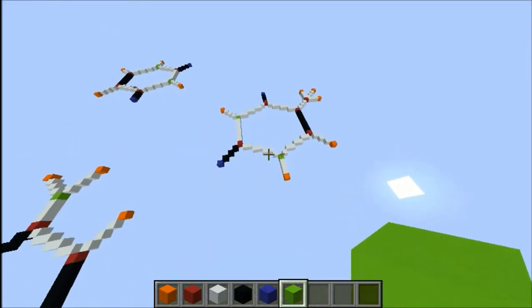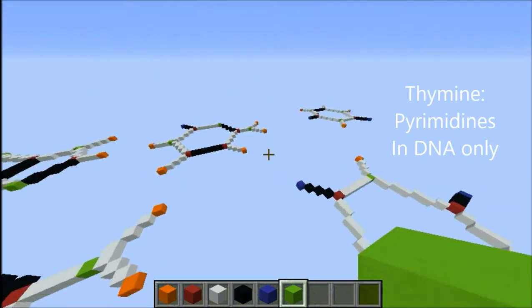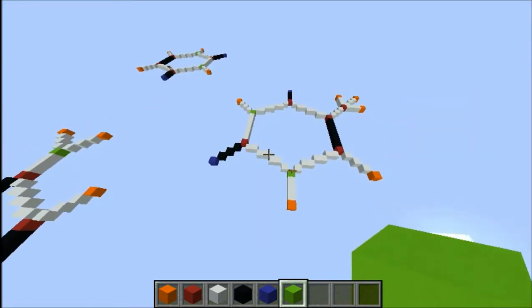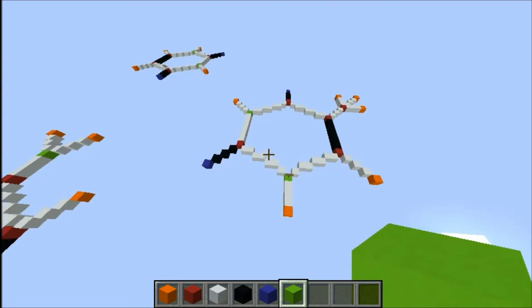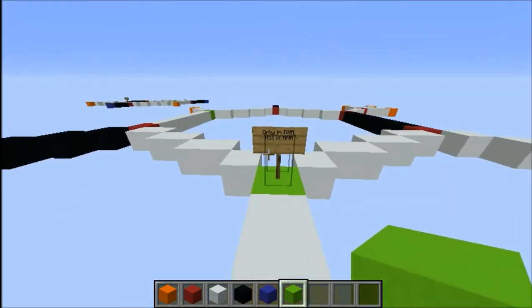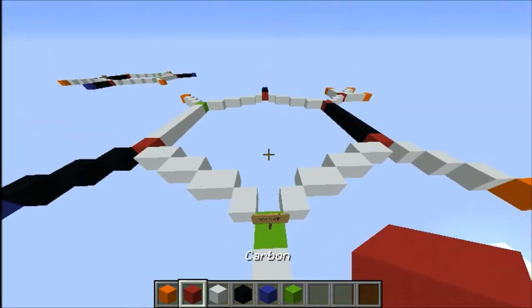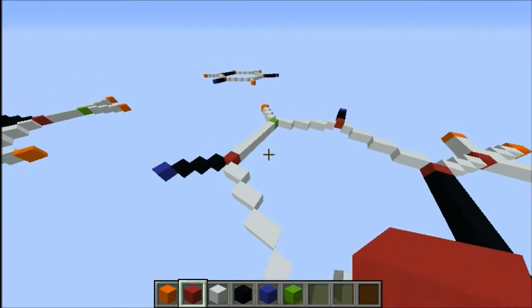Over here we have thymine. Thymine is also a pyrimidine. Probably should look up the pronunciation for that. And it is only found in DNA, and it's not in RNA. Thymine is represented as red in our structure.